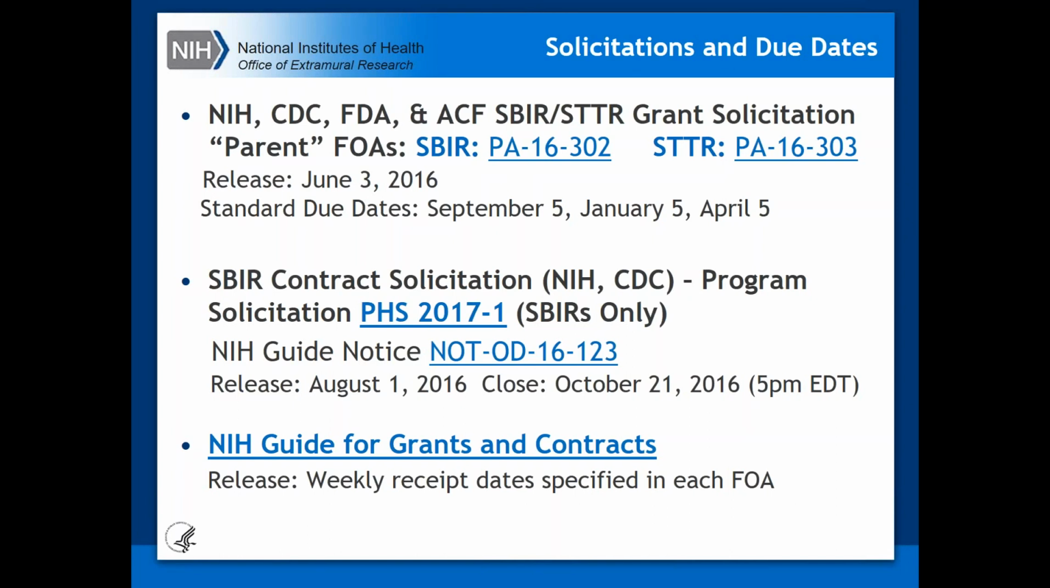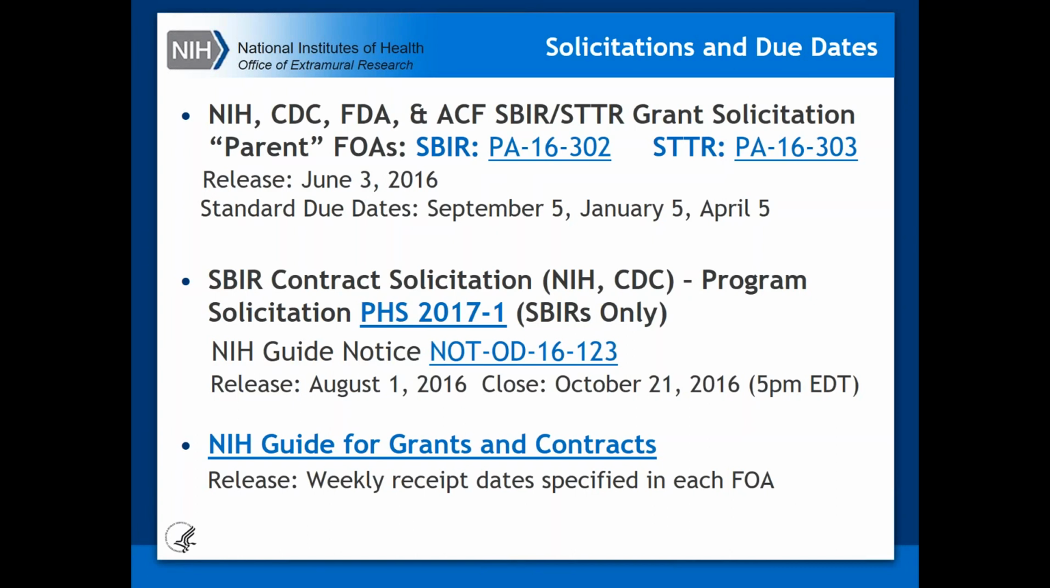We also have a contract solicitation. I noted earlier that a majority of the HHS SBIR funding was through grants. Well, we also do have some contract solicitation, and that needs to go into the program solicitation, PHS 2017-1. It's for SBIRs only, and you can look up the guide notice. It was released on August 1st, 2016, and has a closing date of October 21st, 2016, 5 p.m. Eastern Daylight Time.